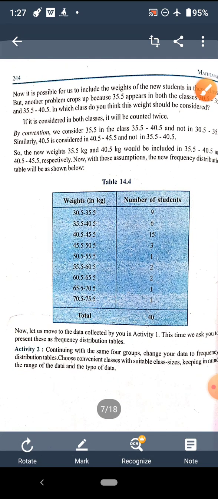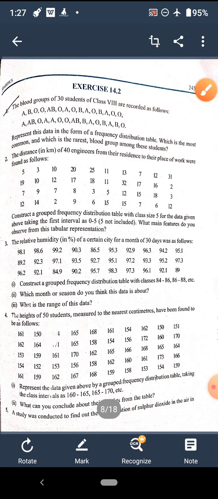So on the basis of this, beta, you will try Exercise 14.2.